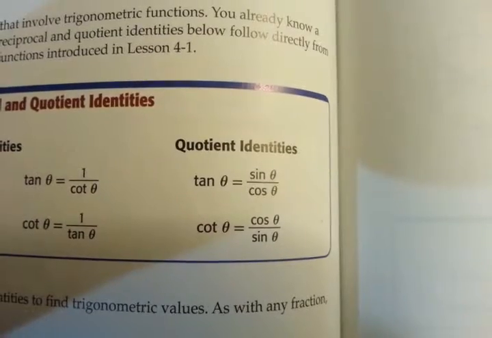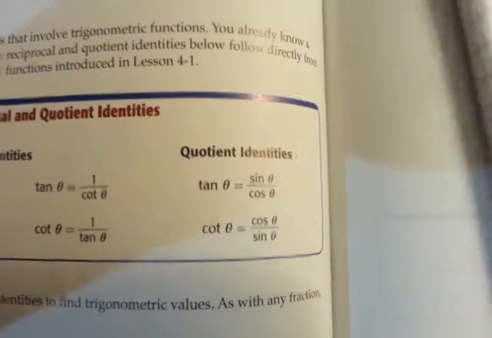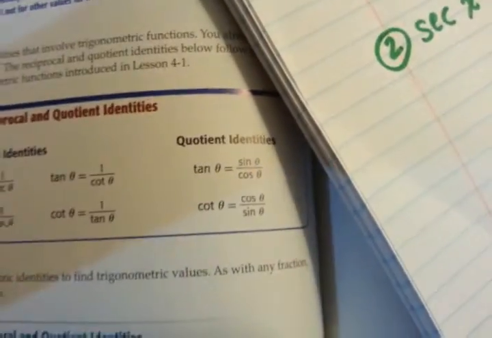There might be problems where you have to use the quotient identities, where tangent is equal to sine theta over cosine theta, and cotangent is equal to cosine theta over sine theta. And this would be an example of when you use those.